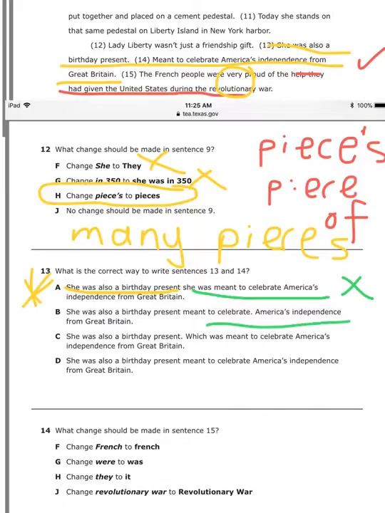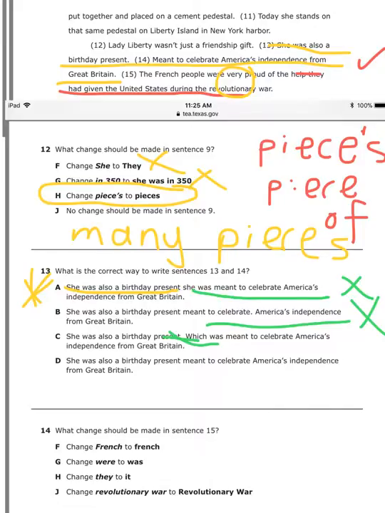America's independence. You have an incomplete idea. Who did what? America's independence from Great Britain. It's incomplete. You can't do that. It's breaking the idea in two. C. She was also a birthday present, which was meant to celebrate. Okay, this doesn't make sense. She was also a birthday present, which should be together. You don't put a period and then start the sentence with which was meant to celebrate.